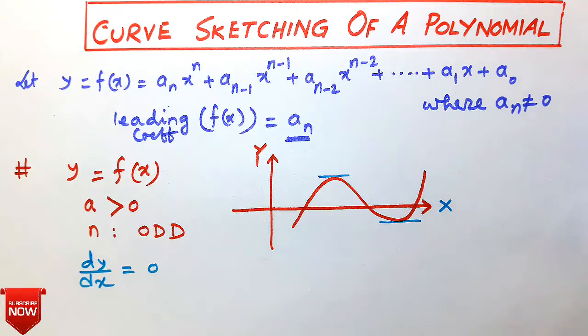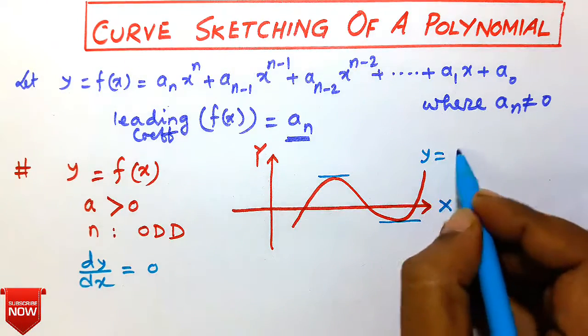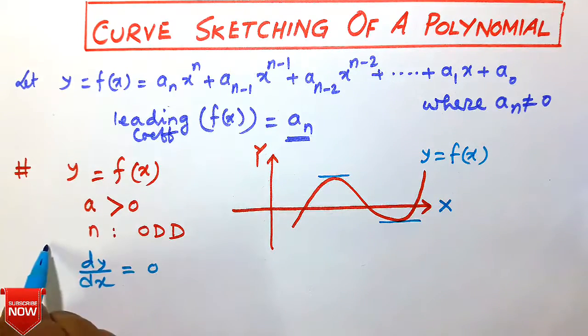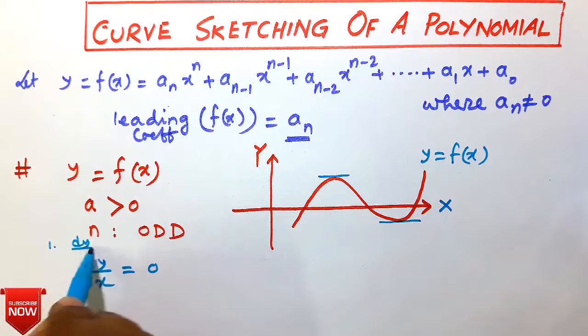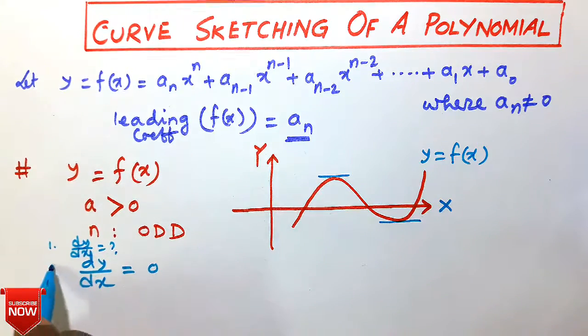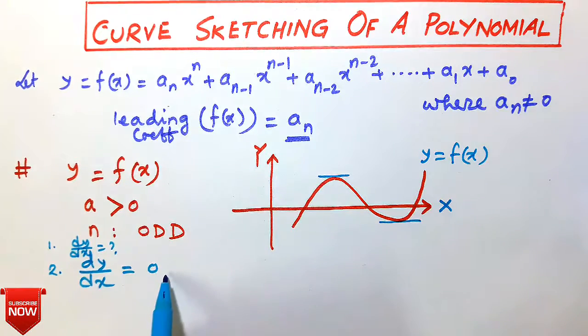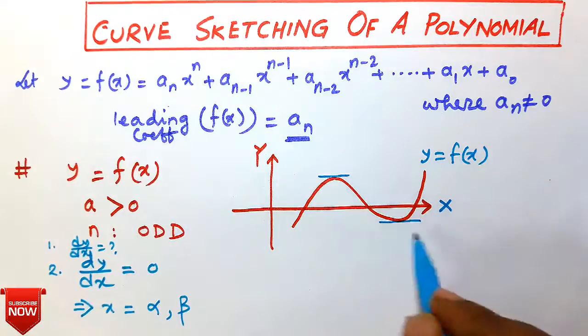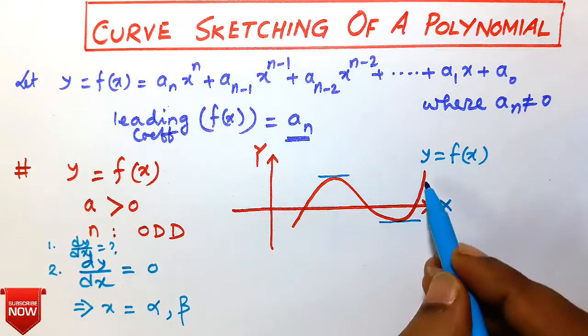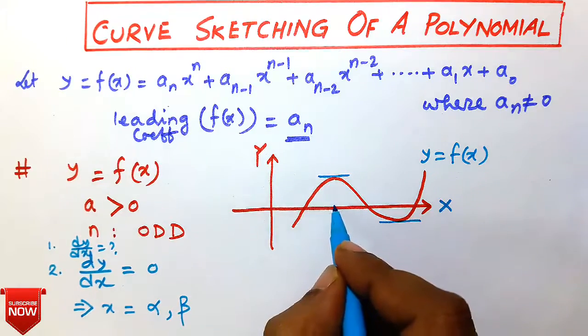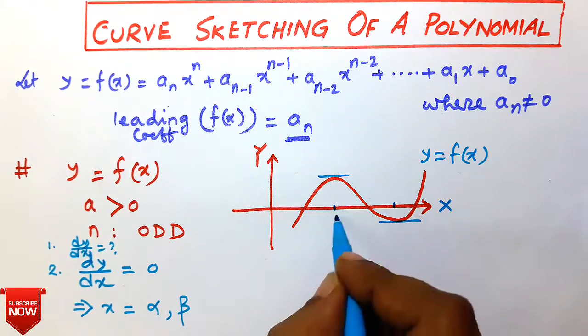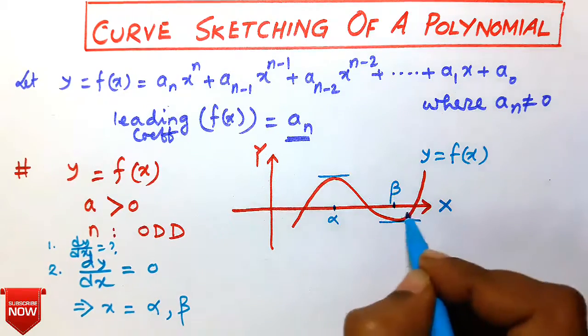First thing, you are given the curve y = f(x). Number 1, you find dy/dx. Next you consider dy/dx equal to 0. From this you will find two values of x, say one is alpha, another one is beta. Why do you get only two values? Because in this curve there are two turnings. So for this you will find two values of x: one x is alpha, another x is beta.